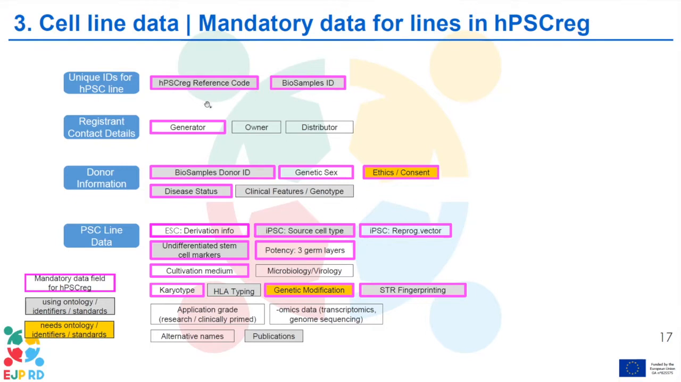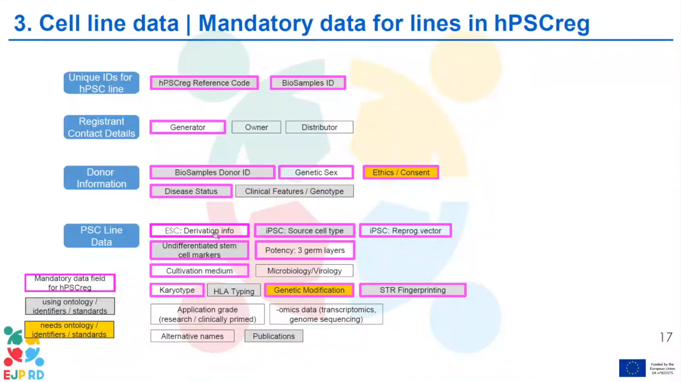These mandatory fields include information about the generator, so who made this line. It's usually an institution who fills this out. Information about the donor. We also use the biosamples donor ID, any diseases associated or diagnosed with the donor, what is the genetic sex of the donor, and we also collect a vast amount of data on the ethics and consent surrounding the donation of this material for iPS lines or for ESC lines.